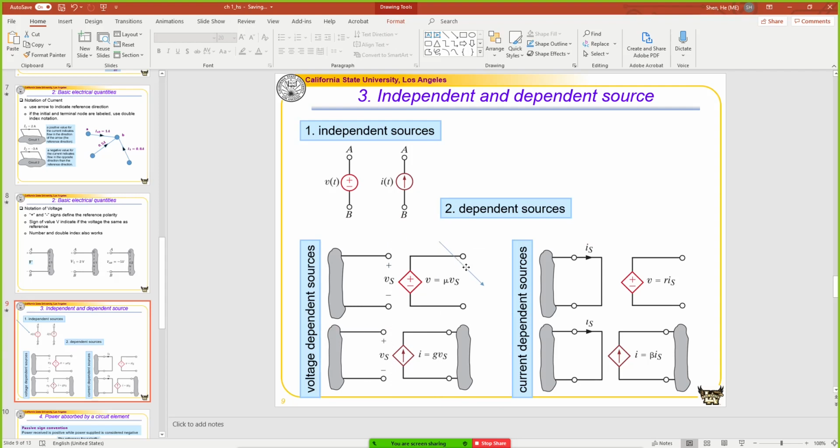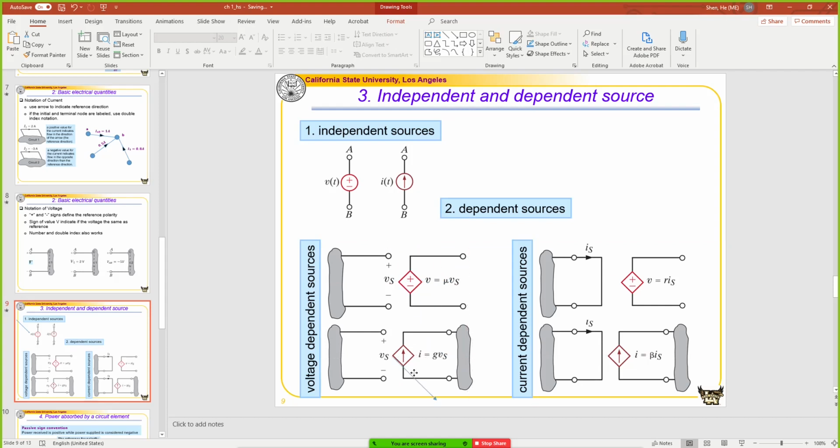By looking at this source on the right hand side, we know that the output will be a voltage. At the same time, this voltage depends on another voltage. The relationship is V equal to coefficient mu times Vs. So Vs is over here. This is also called a voltage dependent voltage source.